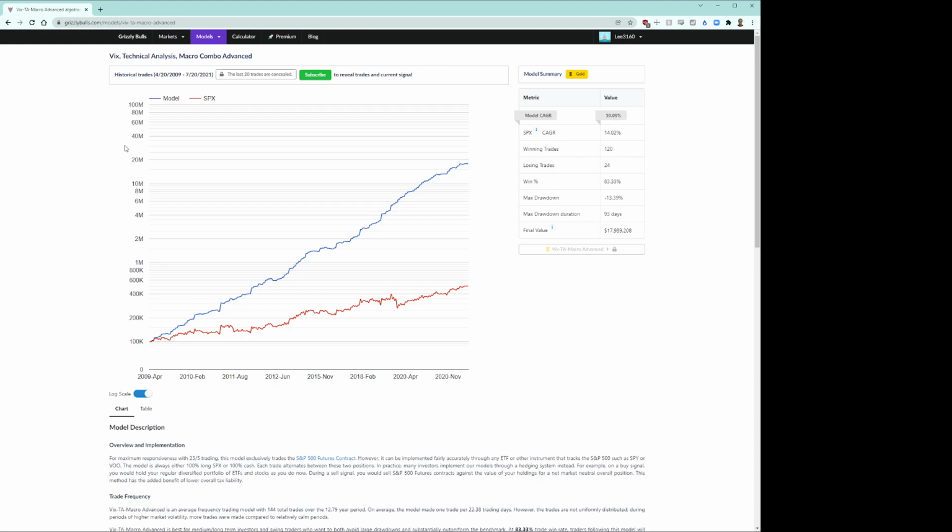This one, compared to the previous model, actually trades less frequently, but it does much better overall. It's getting a 50% return compared to the S&P's only 14% return. By the way, none of these models that we're looking at use any kind of leverage. And the max drawdown is pretty strong: minus 13% when the SPX in 2020 had a 36% drawdown.